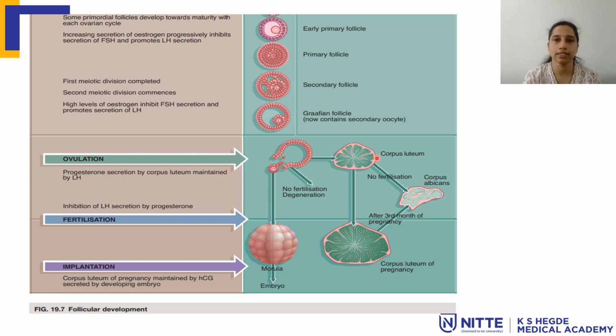If there is fertilization, this corpus luteum will convert into the corpus luteum of pregnancy, which also helps in maintaining the uterus for the pregnancy. If there is no fertilization, this corpus luteum at the end of the menstrual cycle will undergo involution. That involuted corpus luteum is called the corpus albicans.